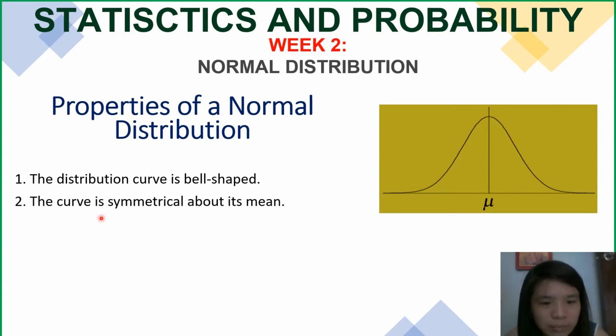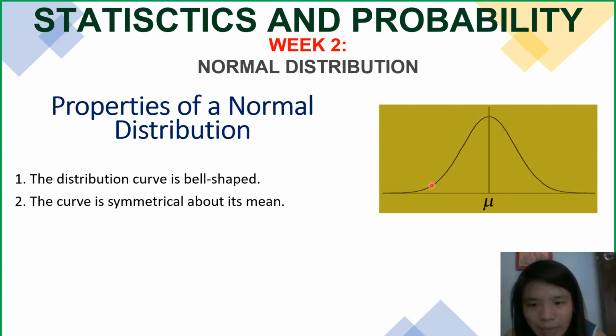Pangalawa, the curve is symmetrical about its mean. So, nasan ba yung mean natin dito? Eto. This is mu. And sabi ko, last video lesson, yung mu natin is our mean. So, the curve is symmetrical about its mean. So, eto yung mean natin, yung tuwid na to. So, symmetrical ba siya? Ano bang ibig sabihin ng symmetrical? Okay. Symmetrical is yung magkamukha.